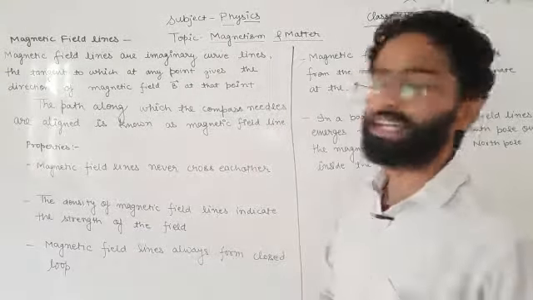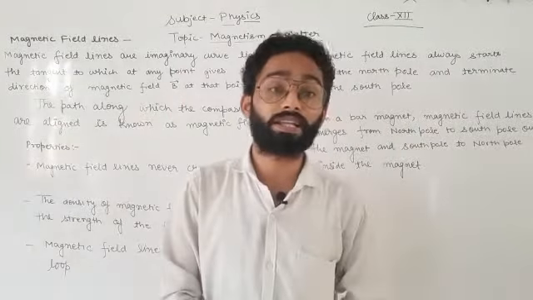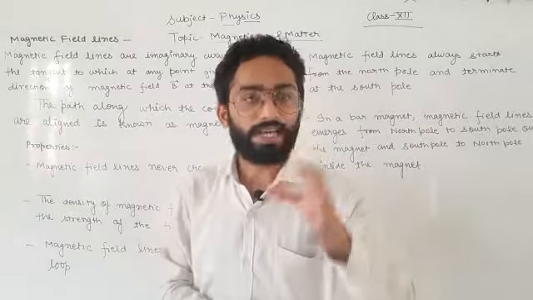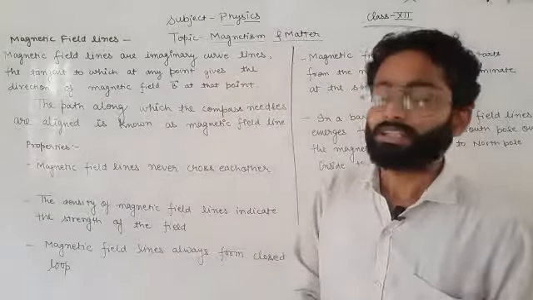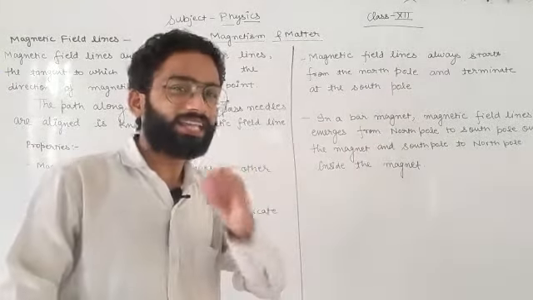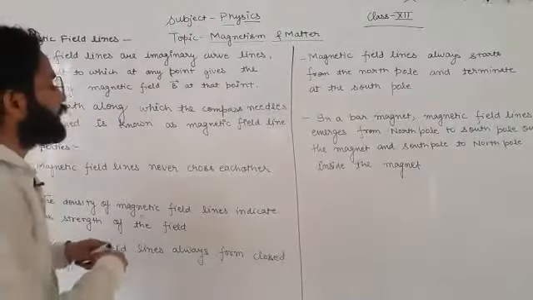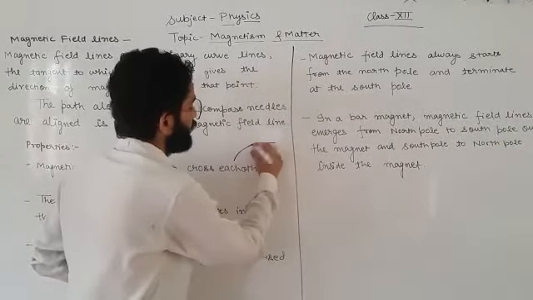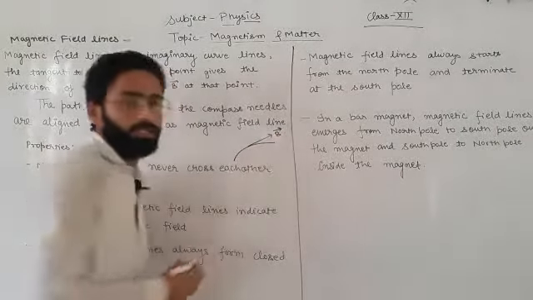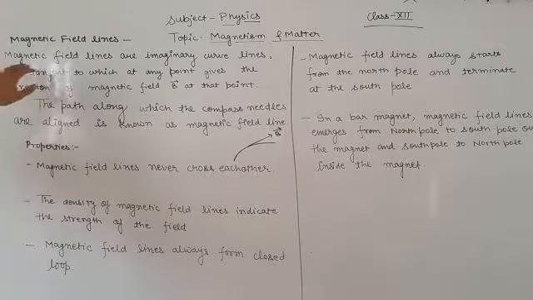Magnetic field lines are imaginary curved lines. As we all know, in 9th standard or 10th standard there was a chapter, magnetic effect of current, and we have studied that magnetic field lines are imaginary curved lines, and the tangent drawn at a particular point gives the direction of the magnetic field lines. What I am telling you is, if we draw a tangent on this curved line, then we can give the direction of the magnetic field. So what is magnetic field?